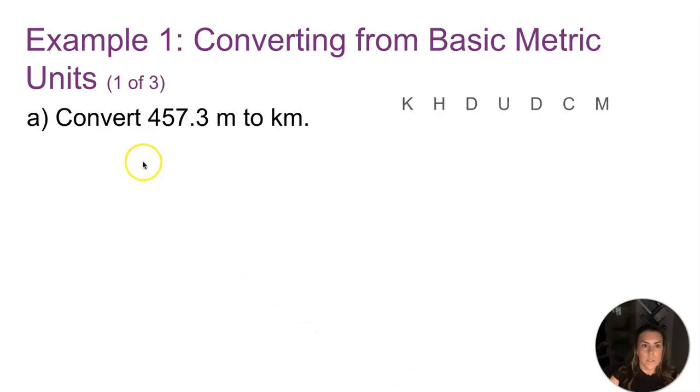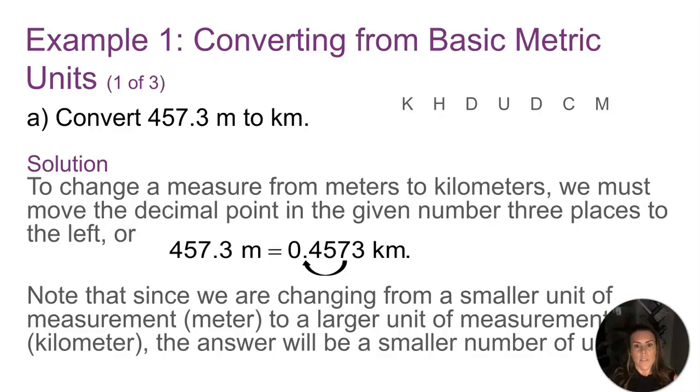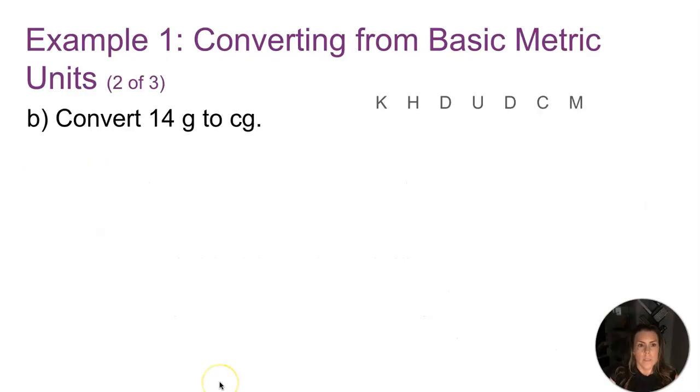So, for example, let's convert 457.3 meters to kilometers. So we're at the meters, and we want to go to kilometers. So we're going to go 1, 2, 3 to the left. So what we're going to do here is take this decimal and go 1, 2, 3 to the left. And so our answer will be 0.4573 kilometers.